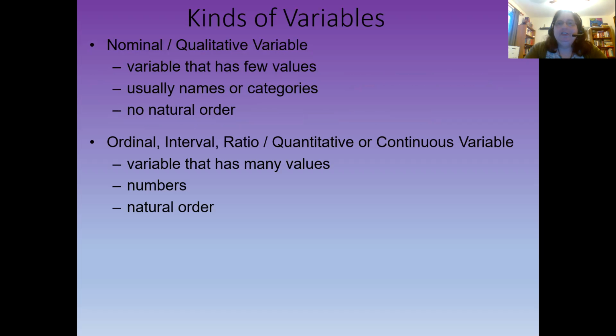So let's go back to the beginning and talk about kinds of variables. There are nominal or qualitative variables. Those are the ones that have few values, usually names or categories, and no natural order. These are things like gender, race, political party, religious affiliation, eye color or color preference. Any of those would be nominal or qualitative variables.